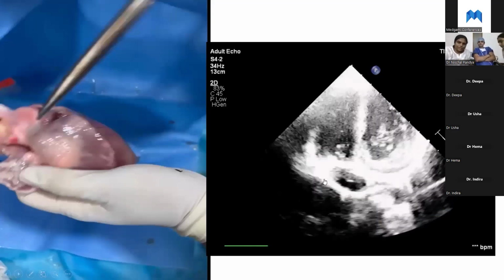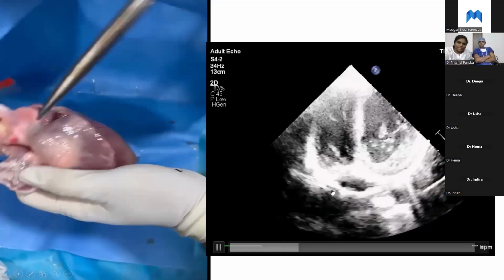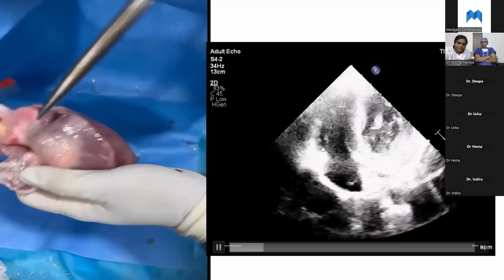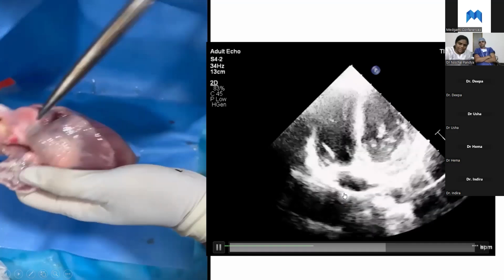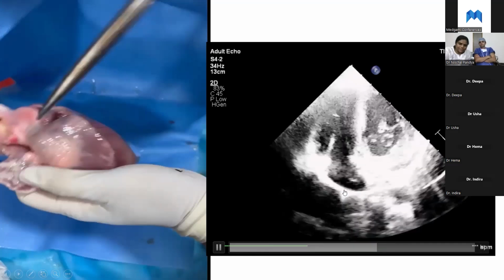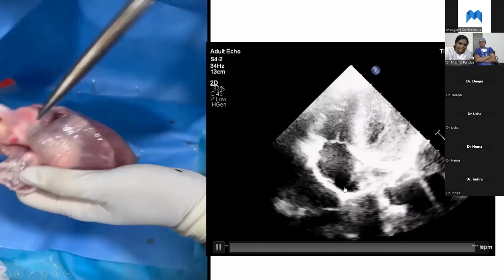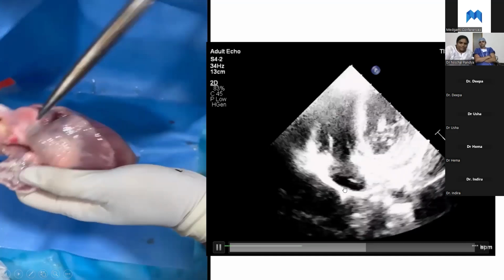So what we are focusing on here is the right atrium, along with the tricuspid valve, and then which is entering the right ventricle. The crista terminalis, which sir mentioned, is very faintly seen here.